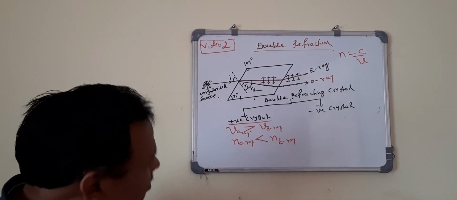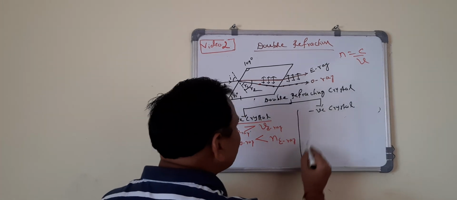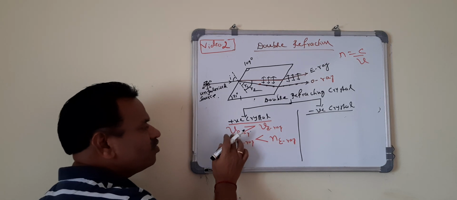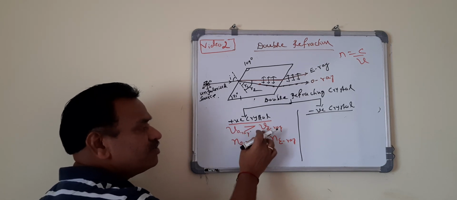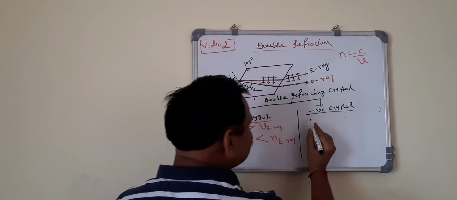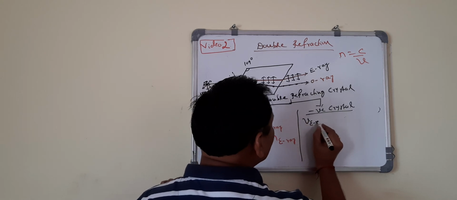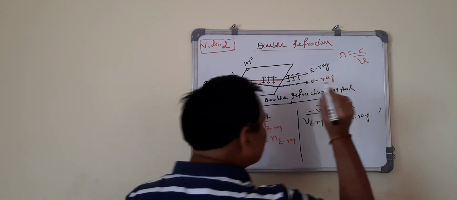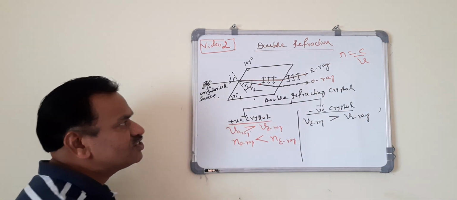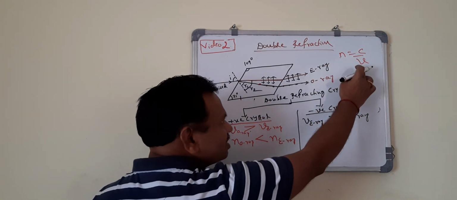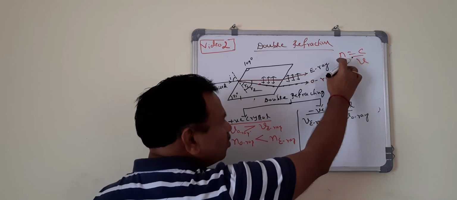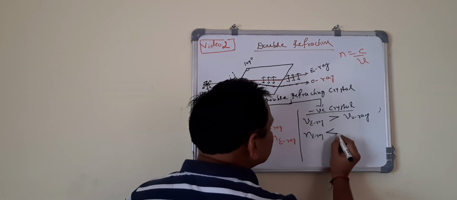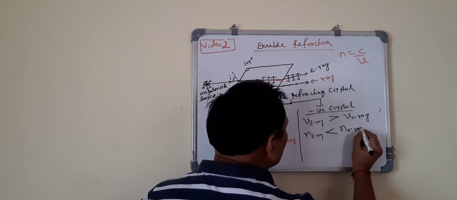Exactly opposite of what you get in the case of the negative crystal. Here, which is more? The velocity for the ordinary is more than the velocity for the extraordinary? No, it is exactly opposite: the velocity of the extraordinary is more than the velocity of the ordinary. Similarly, bring it to this equation. If velocity is more, n is less. So n of extraordinary is less than n of ordinary.